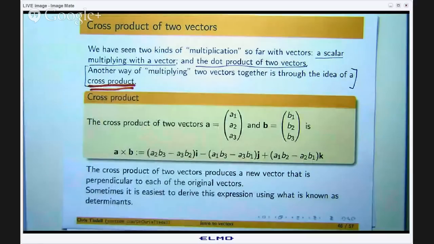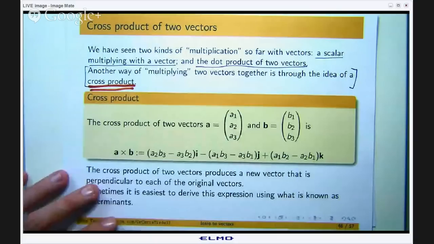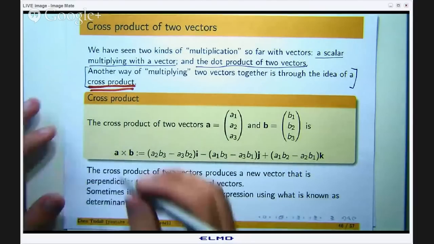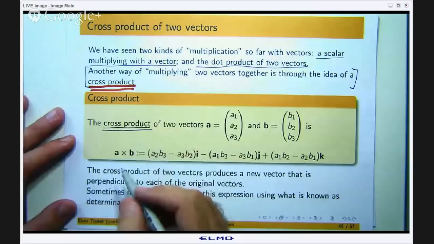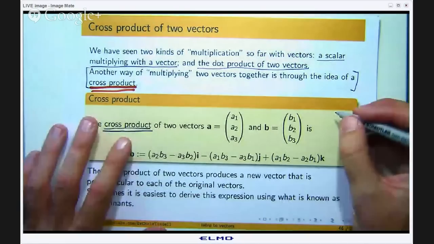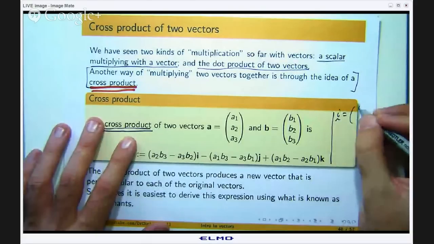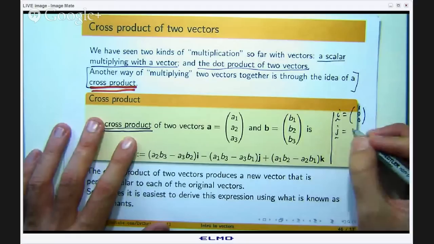Okay, so suppose I've got two vectors in three-dimensional space with their components. This big mess here is how we define the so-called cross product of A with B, or A cross B. Okay, now remember the ijk's here are just the standard unit vectors in three-dimensional space.